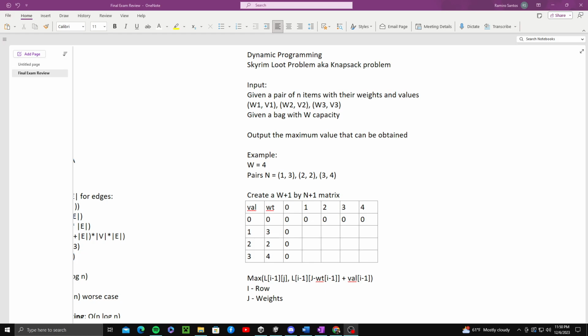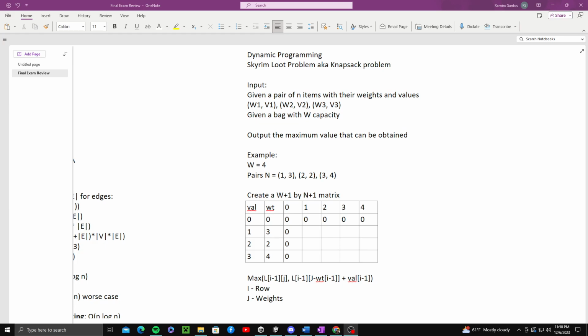Today I'm going to be explaining a dynamic programming problem called the Skyrim Loot problem. I'm going to try to redeem myself a little bit with this problem, since in my study session I was not prepared. I thought my notes would have been enough, but then I noticed my notes were just scribbles of chicken scratch, as you can probably see with previous videos.